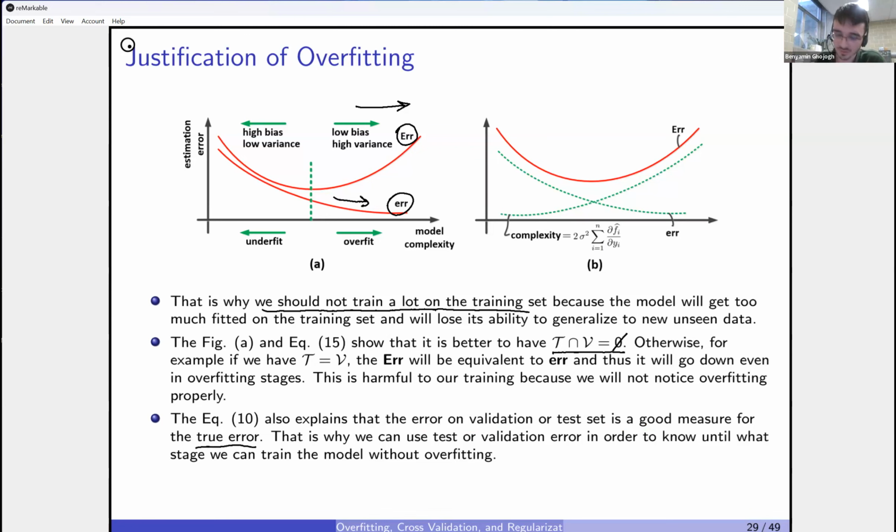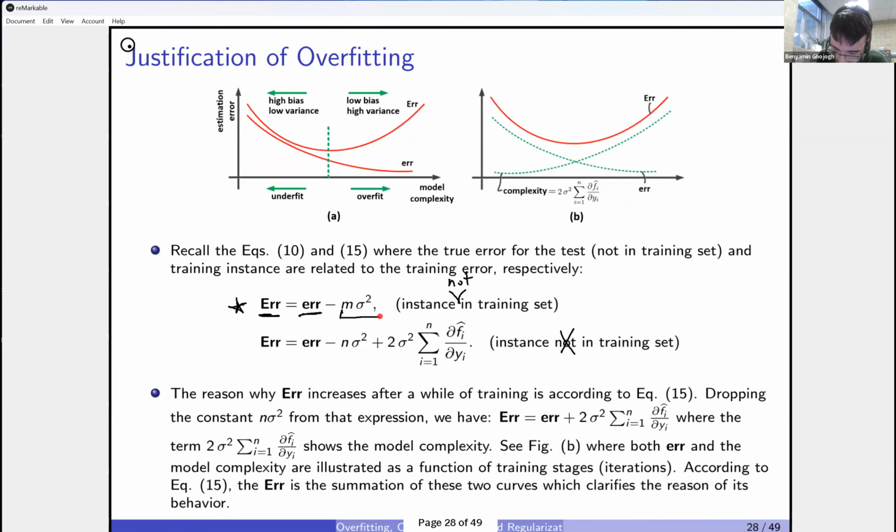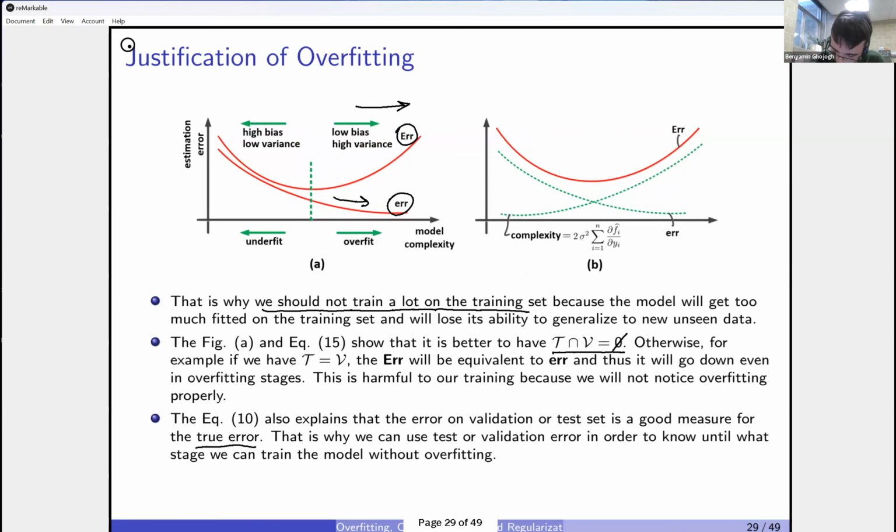Yes, we already saw that here, because this is a constant. That is why we can use test or validation error in order to know until what stage we can train the model without overfitting. That's correct.